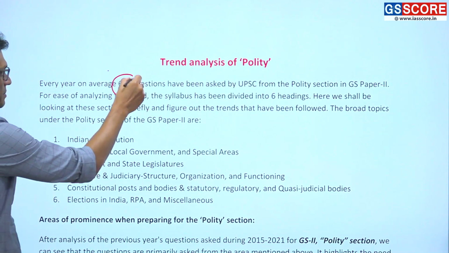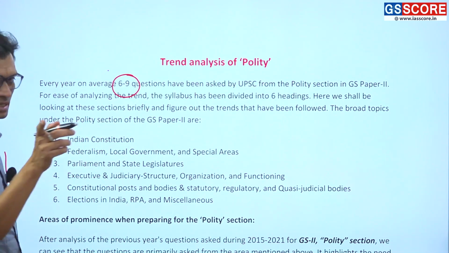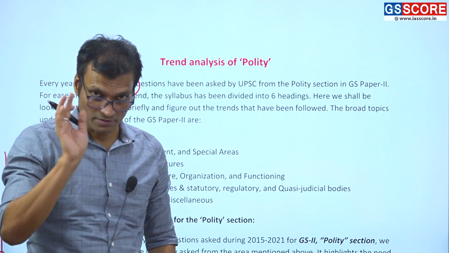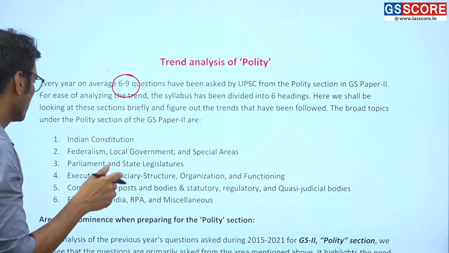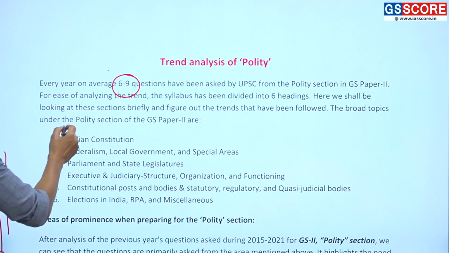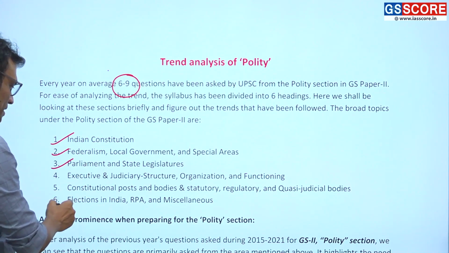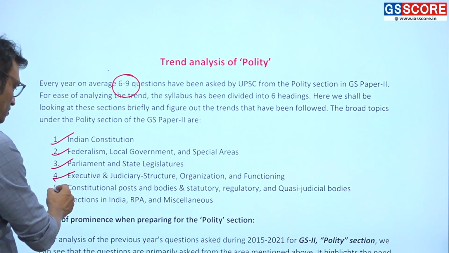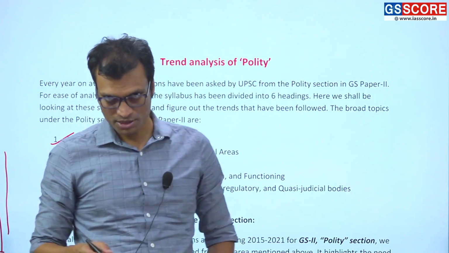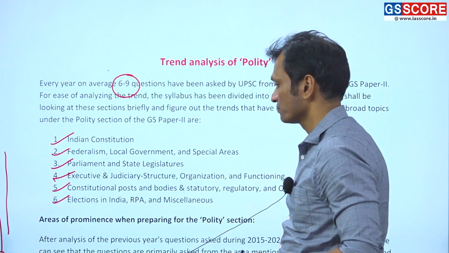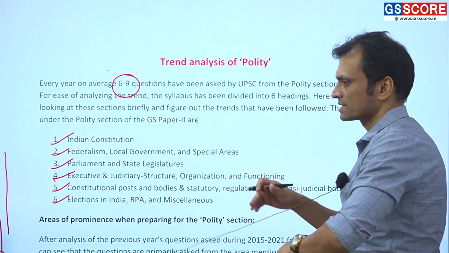You can see here that 6 to 9 questions are being asked every year in the UPSC GS paper, and we need to understand that the governance paper is different, we are not including it in this portion. It is only purely the constitution. Then we have the constitution, federalism, parliament and state, executive, judicial, constitutional posts, and elections, and other miscellaneous issues such as the Representation of People Act.